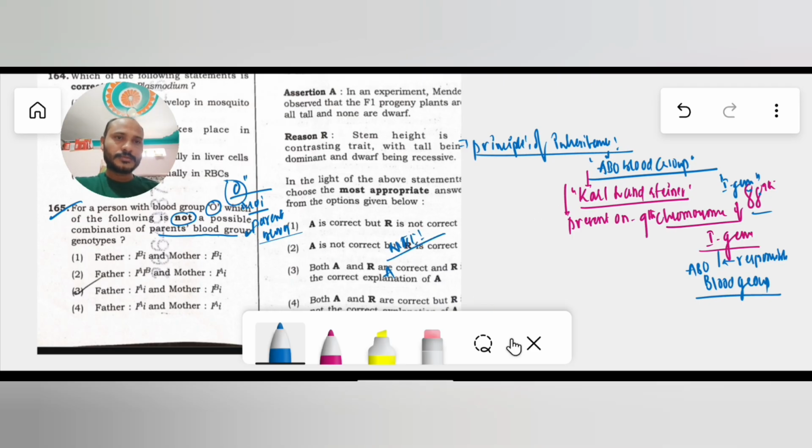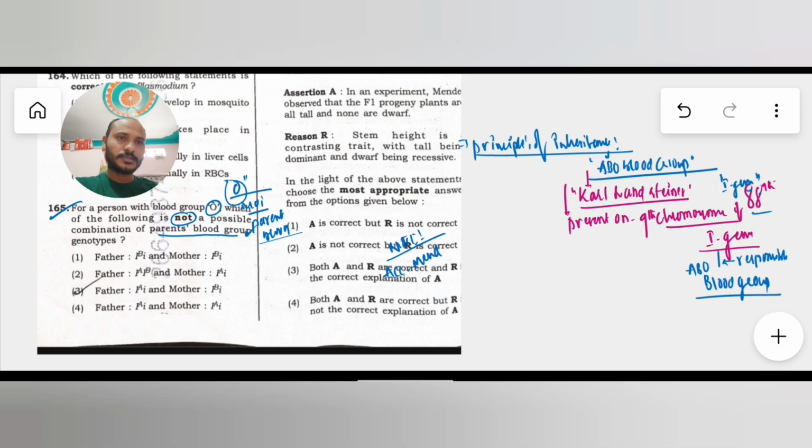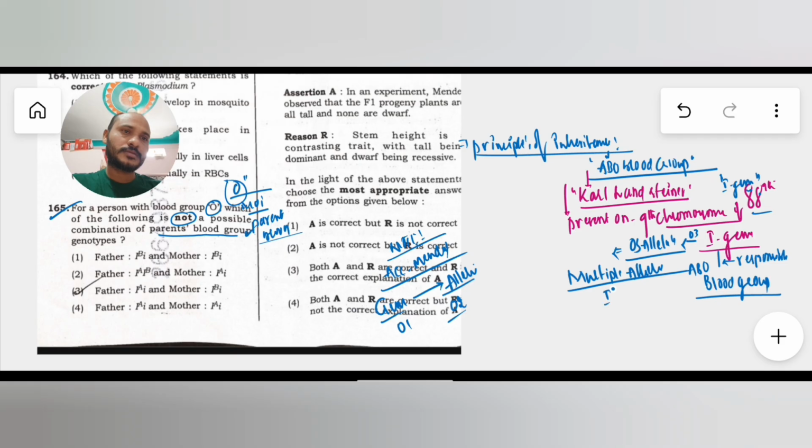According to Mendel, every gene has only two alternatives, called alleles. But here is an exception to Mendel. The I gene has three alleles. If a gene has more than two alleles, such alleles are called multiple alleles. According to Mendel, every gene must contain only two alleles, but here this concept is a deviation from Mendel.